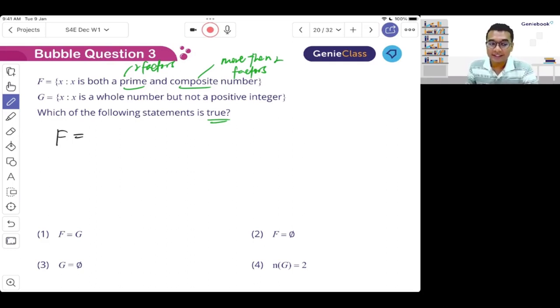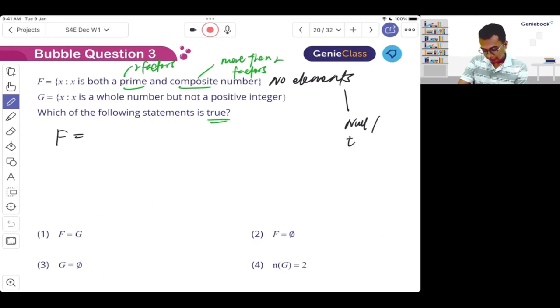So what kind of set is set F? What's the special name that we have learned for set F? If it's not possible for a number to be prime and composite, that means it has no elements. So a set with no elements is called what kind of set? Null set or empty set. Okay? So you want to present it like this. Or also, this is possible. It's a null set, it's an empty set.